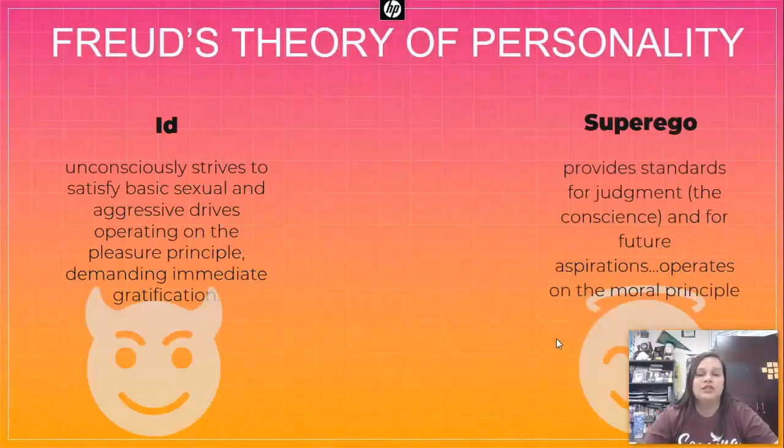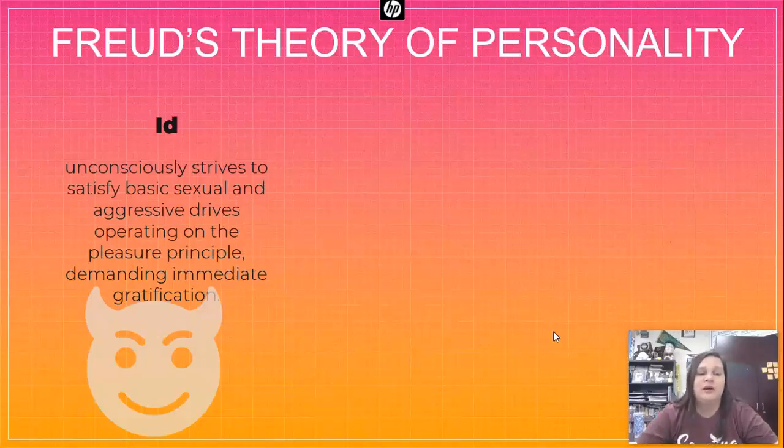So Freud's theory of personality includes three main parts of the mind. The first part is the id. A lot of times these are compared to having the little devil and the little angel on your shoulder and then having your own mind in between, and that's a pretty good comparison. The id represents our unconscious, and it's striving to satisfy our most basic and aggressive needs. It operates on the pleasure principle, which means it wants to be satisfied immediately, immediate gratification.